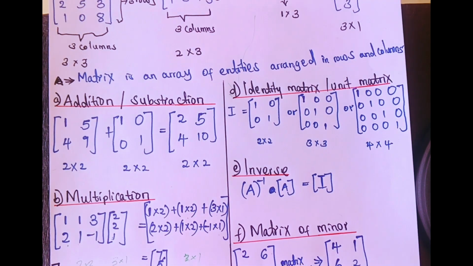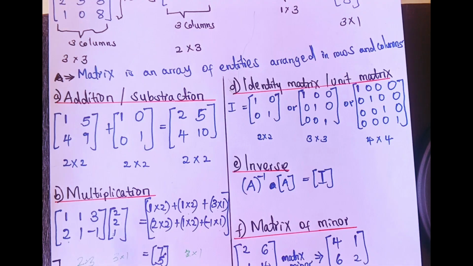So let's go into addition and subtraction of a matrix. If we are given 2 by 2 matrices to add, we are going to work through an example here. It will be 1 plus 1 which will be 2, then 5 plus 0 which will be 5, 4 plus 0 which is 4, and 9 plus 1 which is 10. If it were subtraction, you can also do the same. So if you add 2 by 2 matrices, you also get an answer that is a 2 by 2 matrix.